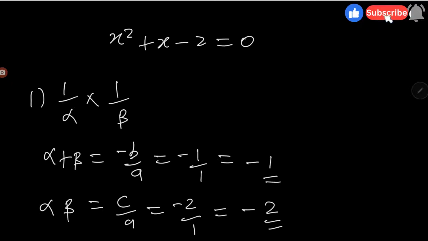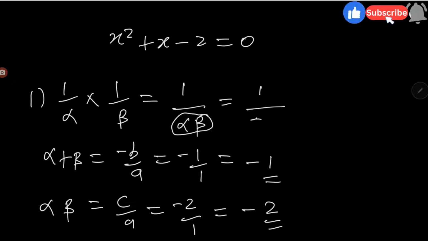Okay, so the first thing is we can manipulate this and say 1 times 1, it's 1 over alpha times beta, it's alpha beta. So from the sum and the product, we'll only be able to use the product and plug it in there. So this will be 1 over alpha beta, which is negative 2, and this is just minus half. So this is the first approach.